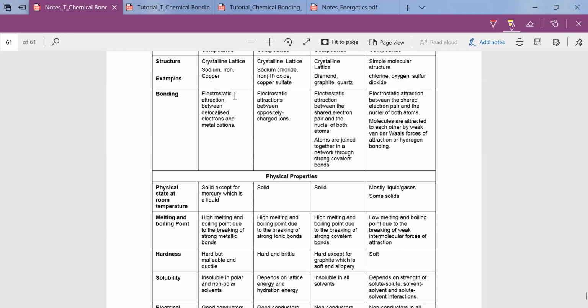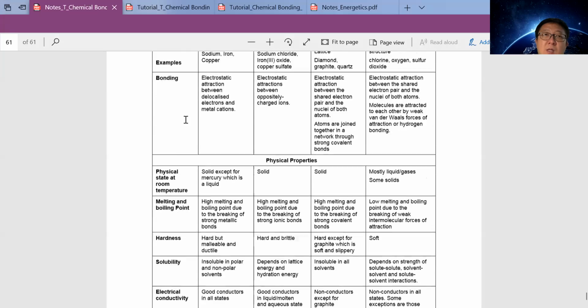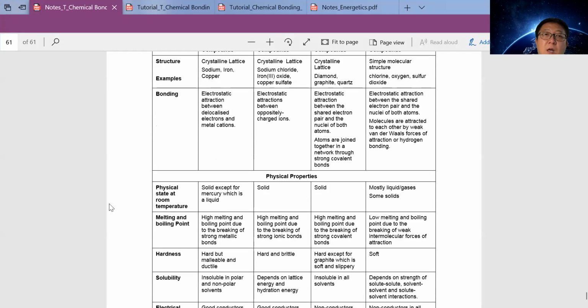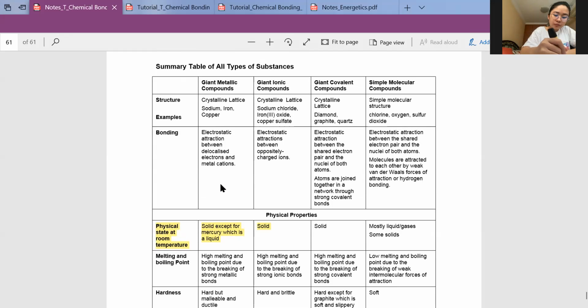Okay, so you can read from here. These are the structure, the bonding, the physical state. This one you can go through. Physical state, this part here, solid. I think most students remember metals are solid at room temperature, except for mercury, which is a liquid.